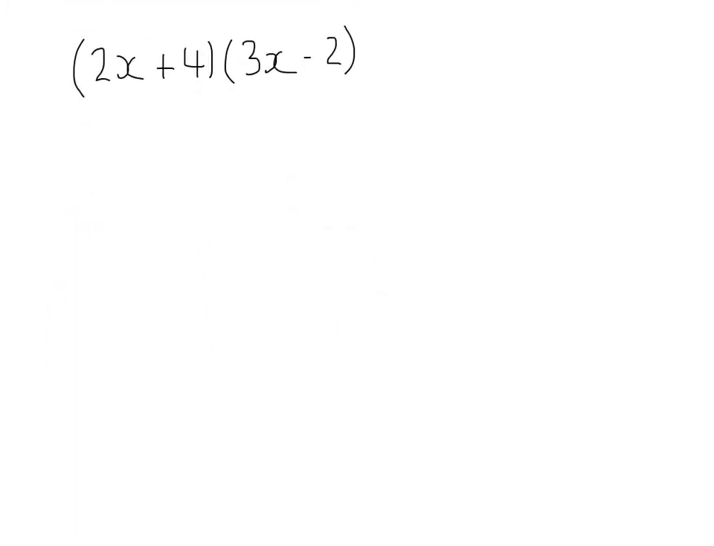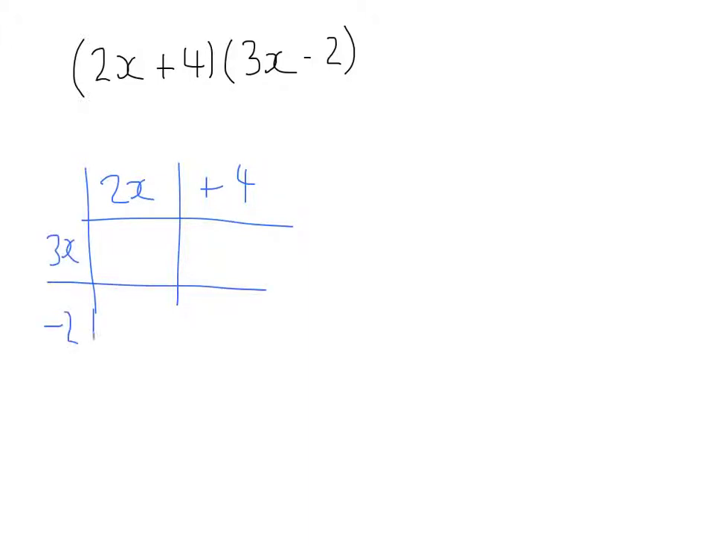Here's a second example. So we have 2x, we have positive 4, and then we have 3x, and we have negative 2. As I said before, very important that we include the sign. 3x multiplied by 2x is 6x squared. 3x multiplied by 4 is 12x. Negative 2 multiplied by 2x is negative 4x, and negative 2 multiplied by 4 is negative 8.